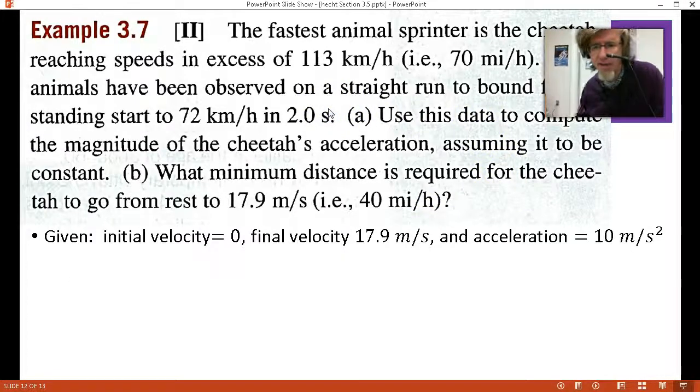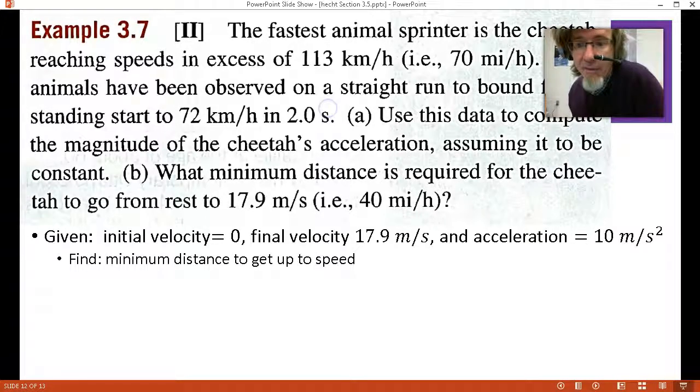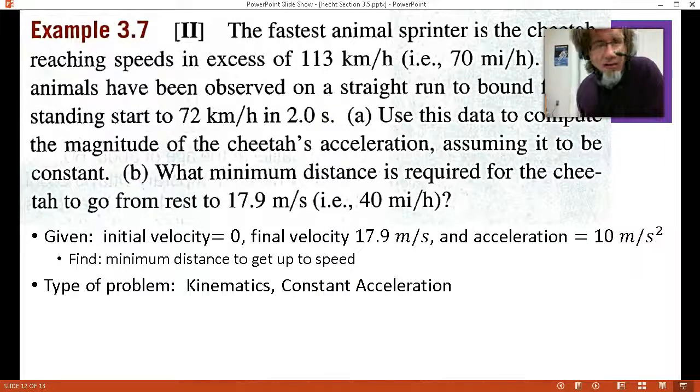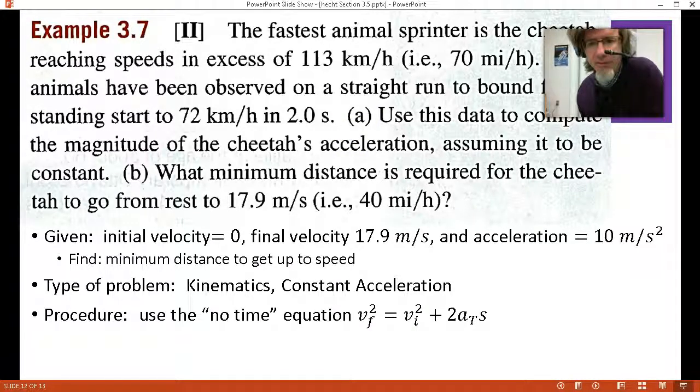All right, now, second part of the question. You're given the initial velocity, you're given the final velocity, and you're given the acceleration. What's the distance that the cheetah needs to get up to speed, assuming a constant acceleration? So, type of problem, kinematics, constant acceleration. Use the no time equation, Vf squared, velocity final squared, equals velocity initial squared, plus 2 times the acceleration in the tangential direction times the distance.